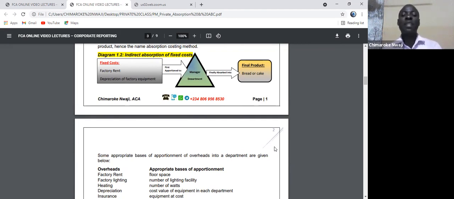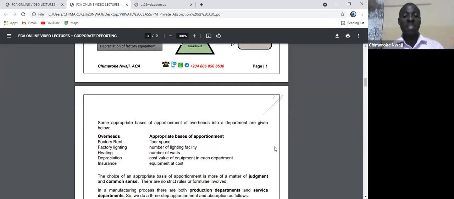There are different bases of apportionment that we can use in holding these fixed costs before they are sent to the final product. We call those halfway house. We use an appropriate base to apportion them. Below here are some overheads that we would like to consider, and let us look at the appropriate basis of apportionment for these overheads.